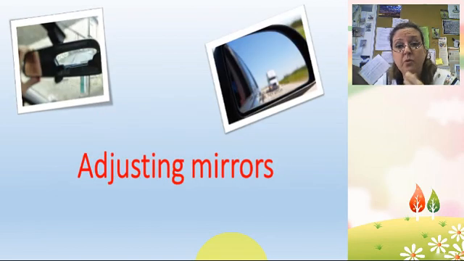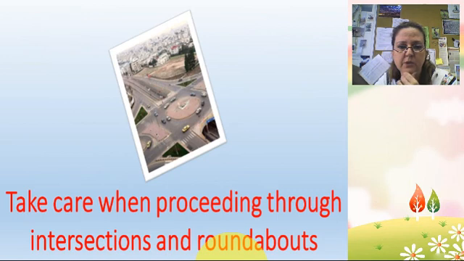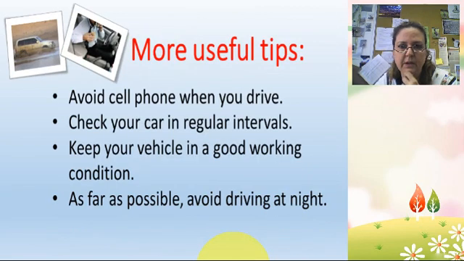Make sure your mirrors are positioned correctly so that you have good visibility both from your side mirrors and your rear vision mirror, and use them. You should always be looking, checking what's behind you and what's beside you. And when you're coming up to roundabouts and intersections, don't race through without looking. That's a sure way to have an accident. Take your time, look, and judge the distance carefully.